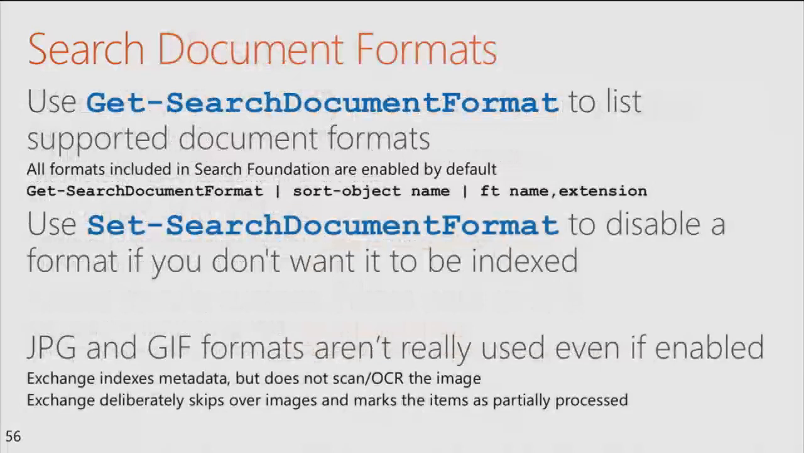The other thing that you can do, if you are interested in what search formats we can use, is simply use the Get-SearchDocumentFormat cmdlet, and that will give you a list of all the supported formats, whether they're enabled or not. Now, all the formats that we ship with 2013 are enabled by default out of the box, so you don't have to worry about having to turn stuff on. But if for whatever reason you didn't want something indexed, you could turn a specific format off. And you would use the Set-SearchDocumentFormat cmdlet to do that.